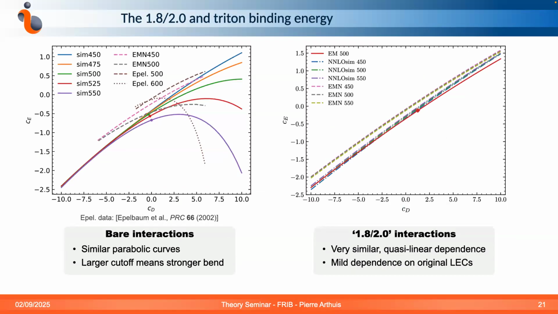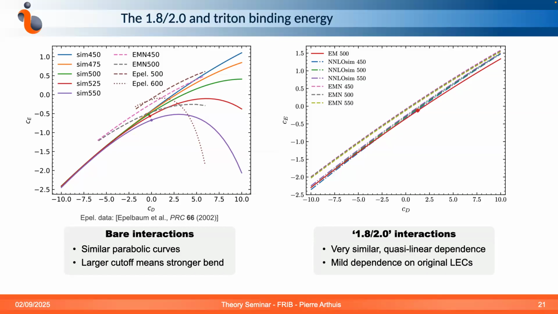So the first thing we did, or rather the first thing Kai did, was look at the triton binding energy using the Faddeev method and obtain a bunch of curves. I want you to focus at first on the left-hand side panel. What you see are a bunch of curves for interactions: the N2LO-SIM with different cutoffs ranging from 450 to 550, the Entem-Machleidt-Nosyk 450 and 500, and two interactions by Evgeny Epelbaum that were never really used for applications. And those curves give you the sets of values of cD and cE that reproduce the triton binding energy for the bare interaction. So you see that you have this parabolic curve, and the higher the value of the cutoff, the more parabolic the curve is.